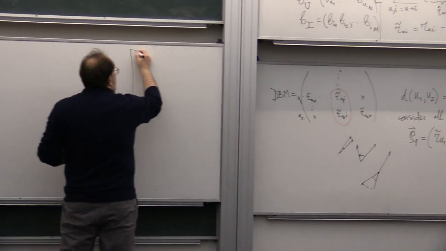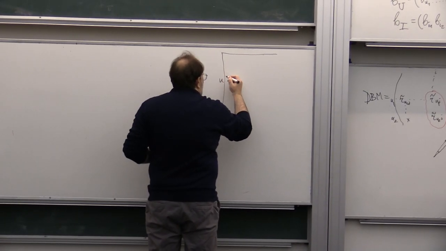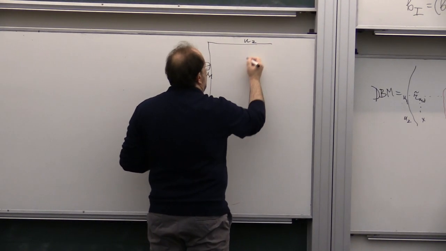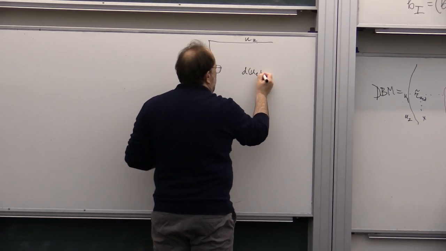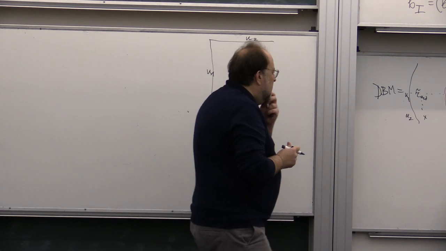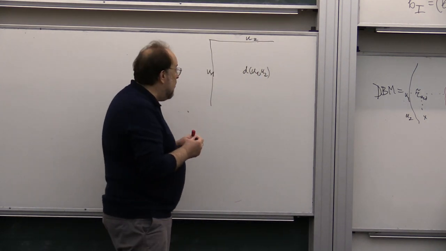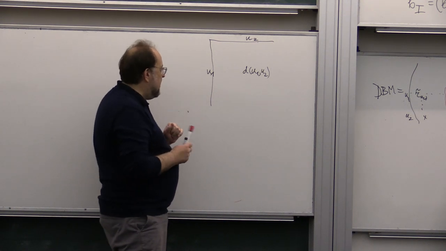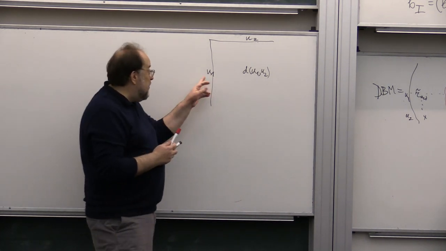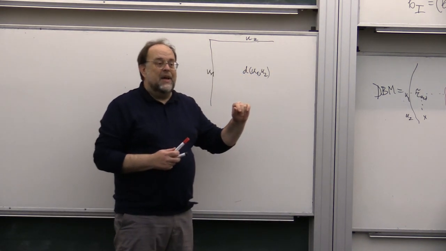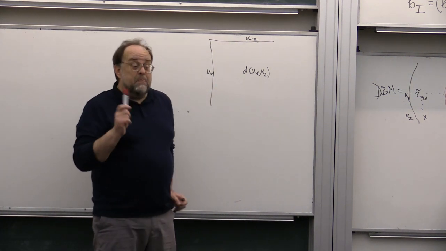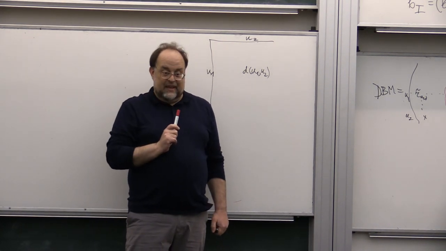Matrix this time, of user versus user. So say here is u1, here is u2, and here is the distance D(u1, u2). Okay? Now we want to do the recommendations. So what we want to do is isolate people with similar tastes and people with diametrically opposed tastes.